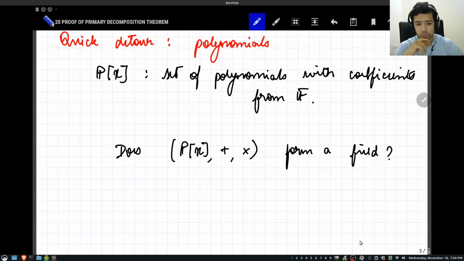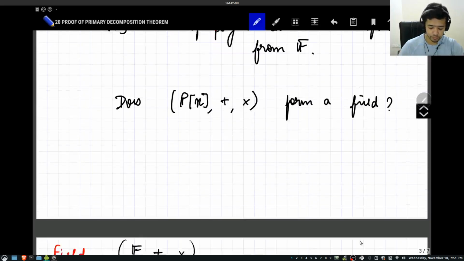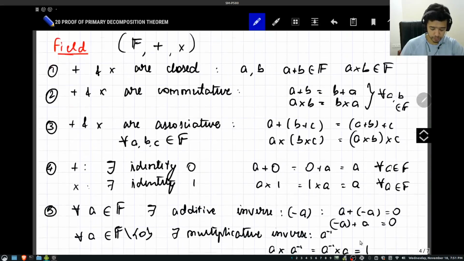So the first question is, does P of x with standard addition and multiplication over polynomials form a field, right? So I want you to pause the video for a minute and think about whether all the properties of a field are satisfied by the set of polynomials or not. Right, so these are the properties that a field must satisfy, right? Does the set of polynomials satisfy all of these properties?